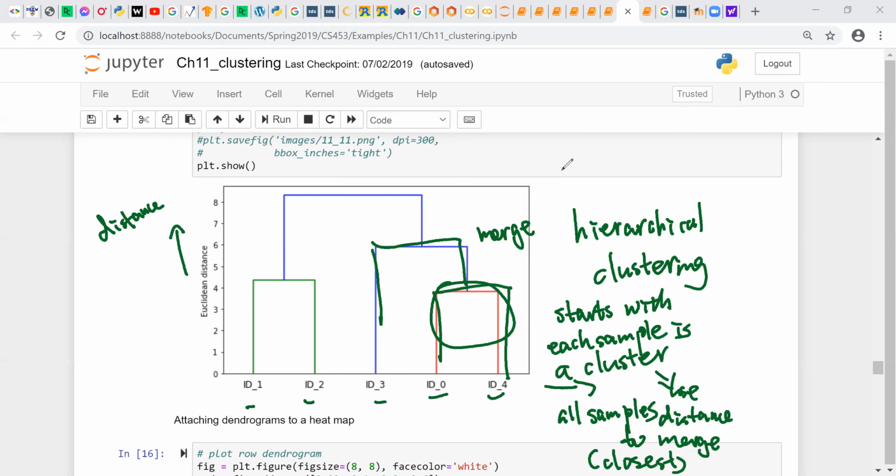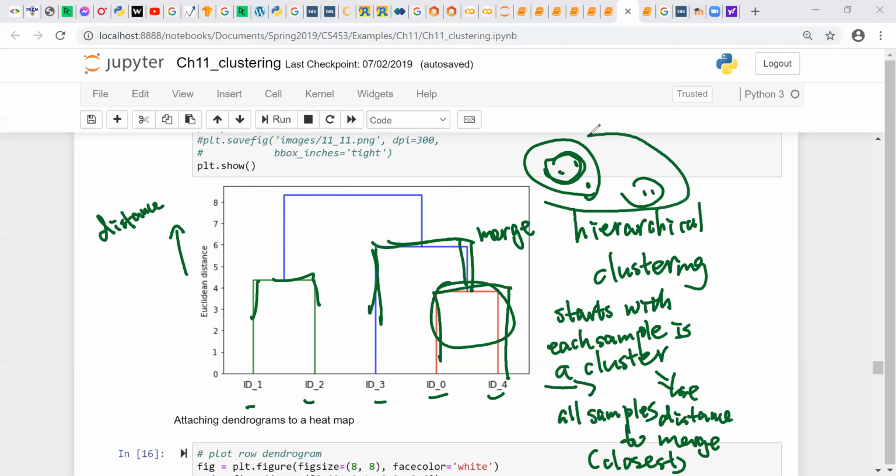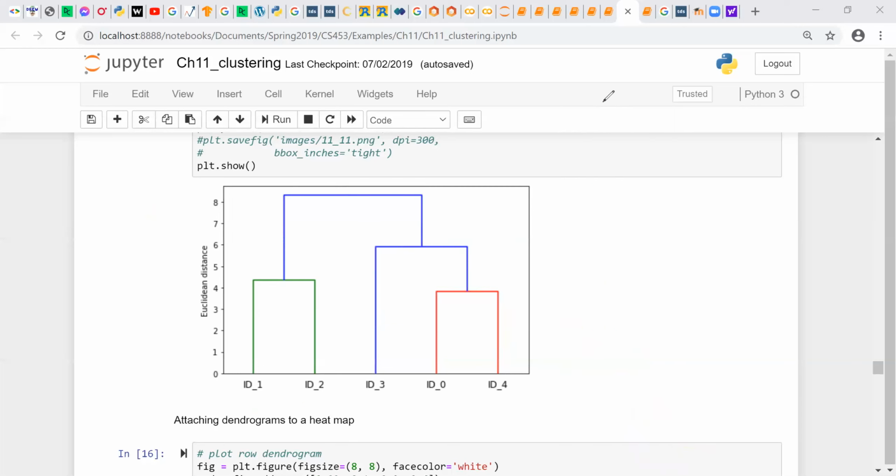After I merge, I have these 2 data points merged in one cluster. Then you find the next one that is close, and I merge these 3 together, and these 2 are a cluster. Finally I merge everybody together as a single cluster. But that's not the goal. The goal is to find the optimal number of clusters, and optimal depends on where you cut off.